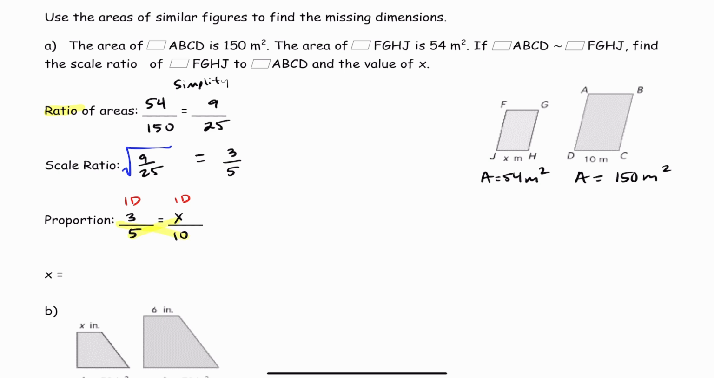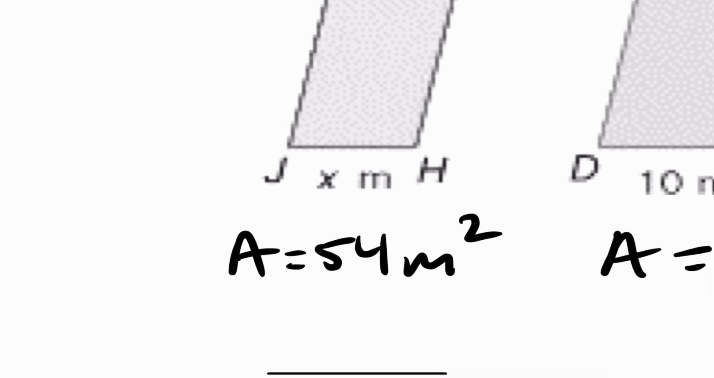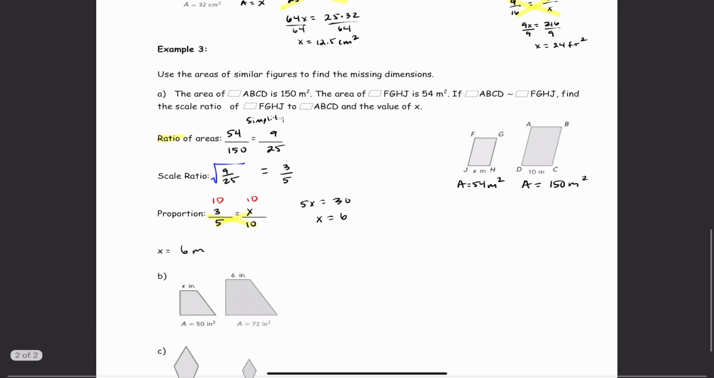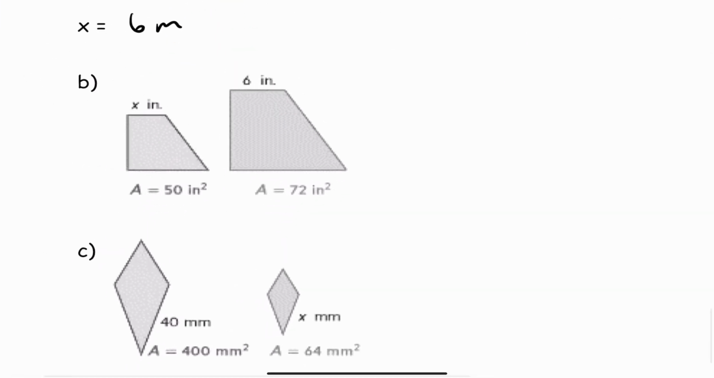5 times x, that's 5x. And then 3 times 10, that's 30. So x is equal to 6. So 6 what? Just meters, not squared. Why are they not squared? Because it's just a segment, right? Does that make sense? Any questions about this one? All right, cool. Let's take a look at B here.